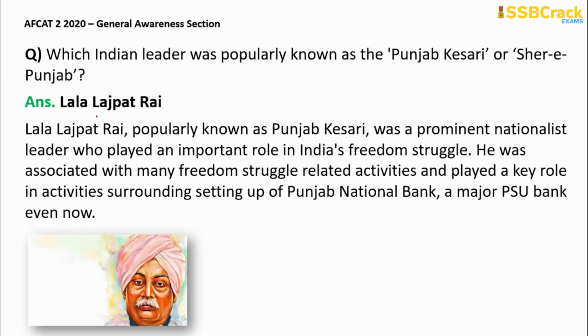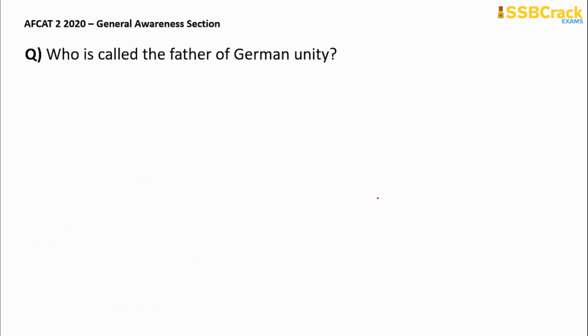As we all know, he was associated with many freedom struggle related activities and played a major key role in the activities surrounding the setting up of PNB, which is a very famous bank today. PNB, Punjab National Bank, is a major PSU bank even now, and that is how he is known as Punjab Kesari. Next question is, who is called the father of German unity?